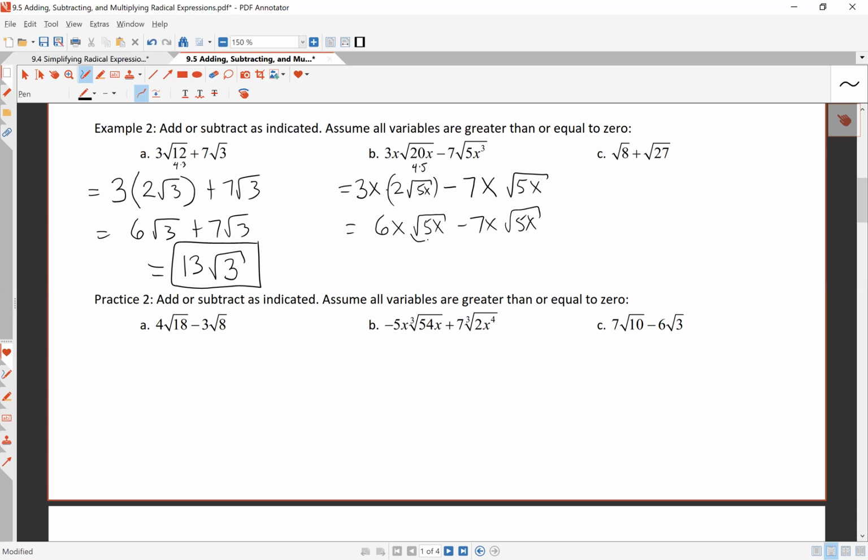Since they both have that same radical, we apply the operator to the coefficients. 6x minus 7x, which is negative x, and we still have the radical part, negative x square root 5x.